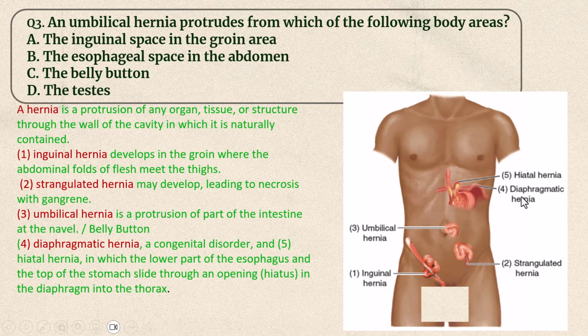Other hernias are diaphragmatic hernia and hiatal hernia, where this diaphragmatic hernia normally occur as a congenital disorder, and the hiatal hernia in which the lower part of the esophagus and the top of the stomach slide through an opening, that is called hiatus, in the diaphragm into the thorax. So for this question, you don't need much knowledge because straight away you can answer the umbilical hernia is C, the belly button. But this additional knowledge on hernia is very important to face the main questions. So in this question, the correct answer is C, that is the umbilical hernia protrudes through the belly button.